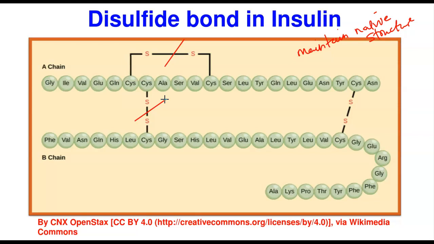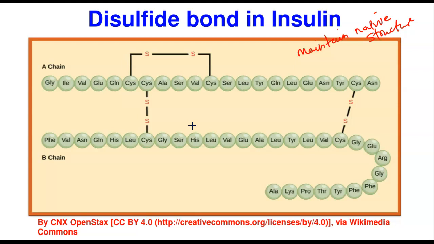I got this picture from Wikimedia, and it's from an OpenStax textbook as well. So these are those disulfide linkages that I talked about. You see how they maintain the structure of insulin, which is made up of 2 chains, the alpha chain and the beta chain.